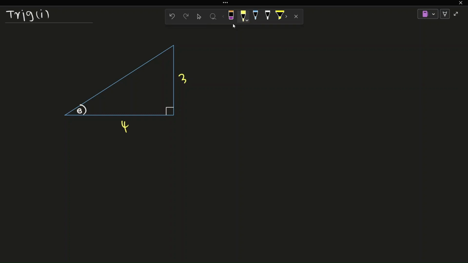In this video, we're going to be going over trigonometry, the basics. So say we have a right angled triangle with two sides 4 and 3 and one unknown angle theta. Now the first thing we need to do is find the hypotenuse.